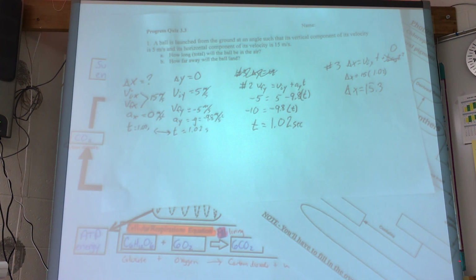Okay, so that's an angled launch, delta Y equals 0 problem. Let me, actually I gotta take a 10 minutes.